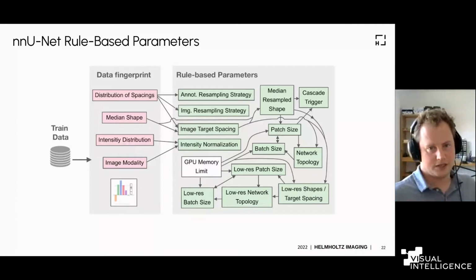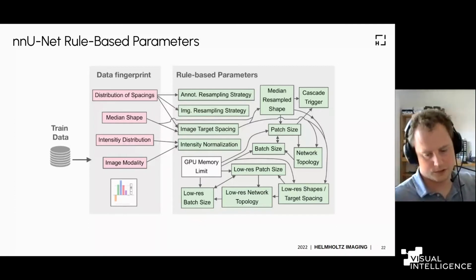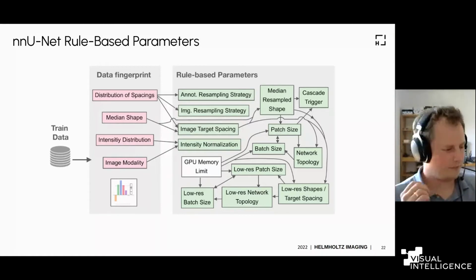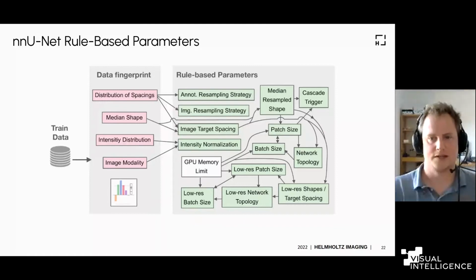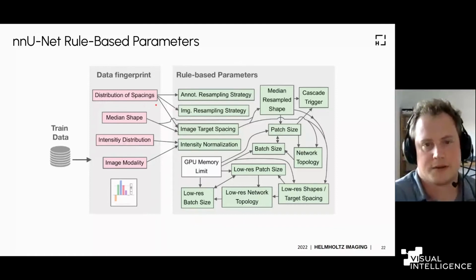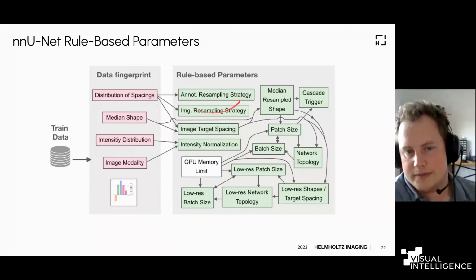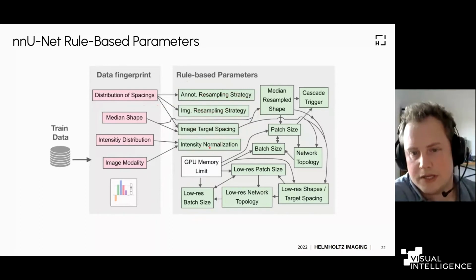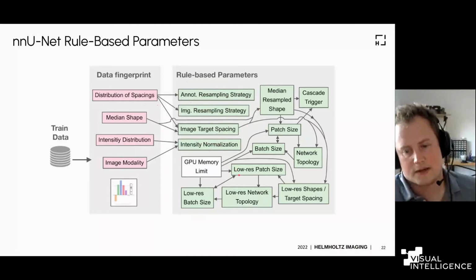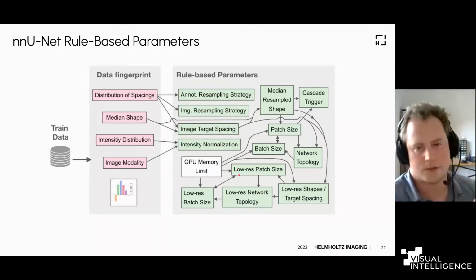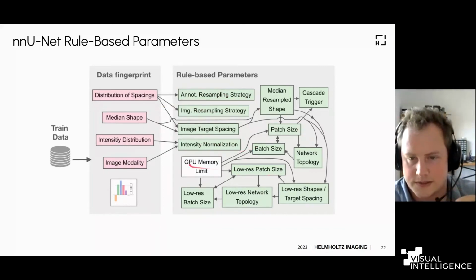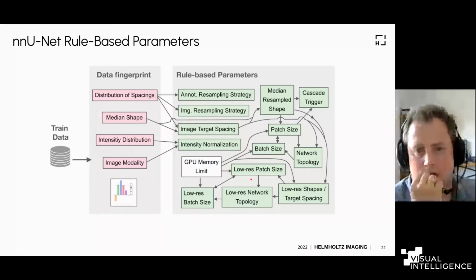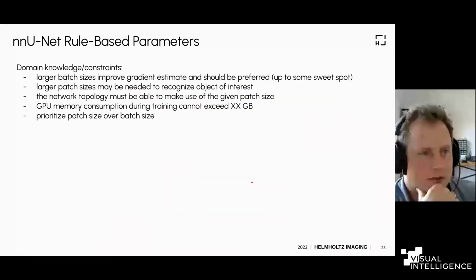And from this information, given this domain knowledge and the rules that we formulated in the form of code, we can set a lot of different pipeline parameters, something like how do we do image resampling, what target spacing do we select, how is normalization done, and also the entire batch size, patch size, and network topology question is solved in here. You can kind of see this here, but this is also something I'd like to show you in a little more detail on the next slide.